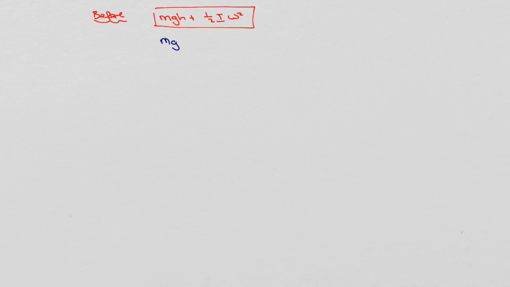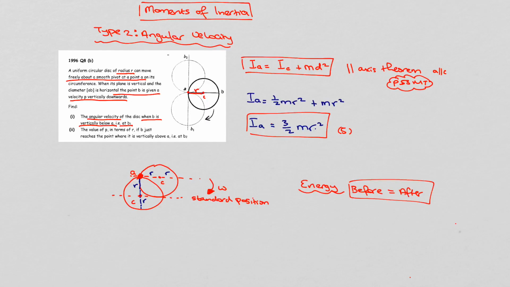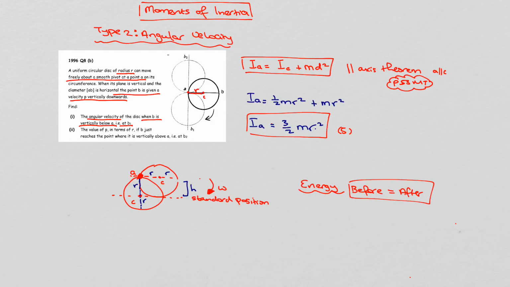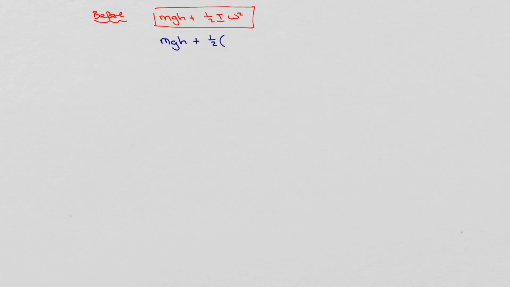Well, the height above the standard position, we can see here, is r. So let me mark that in. This is h. So the centre of gravity above the standard position beforehand is h. So that's just going to be mgh for the potential energy. And then we have a half times I. Well, we said our moment of inertia, if we go back, is 3 over 2 mr squared, times the angular velocity squared.